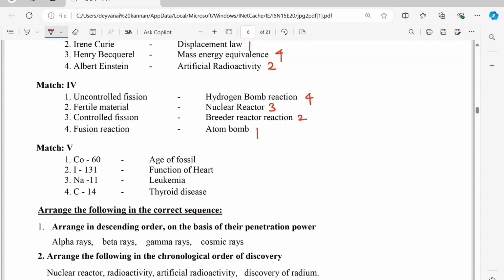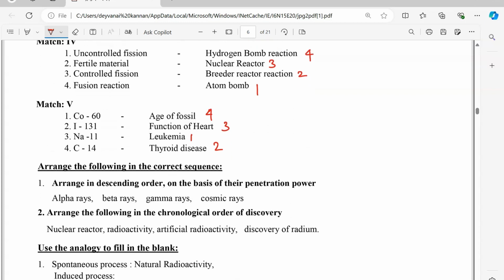Co-60, leukemia. I-131, thyroid disease. Na-24, function of heart. And C-14, age of fossils.